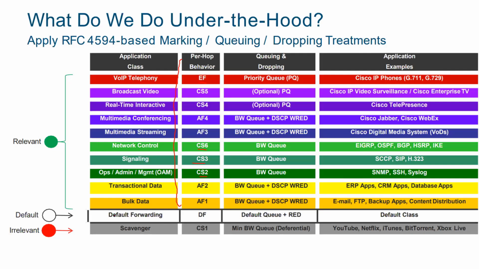Now, default, which may be internet traffic or maybe YouTube, we can apply to the default queue. We don't have to give it any priority, and we can treat it as best effort. And irrelevant, like scavenger, will go when we have bandwidth, we can serve it. If we don't have bandwidth, we don't care, we're going to throw it away.